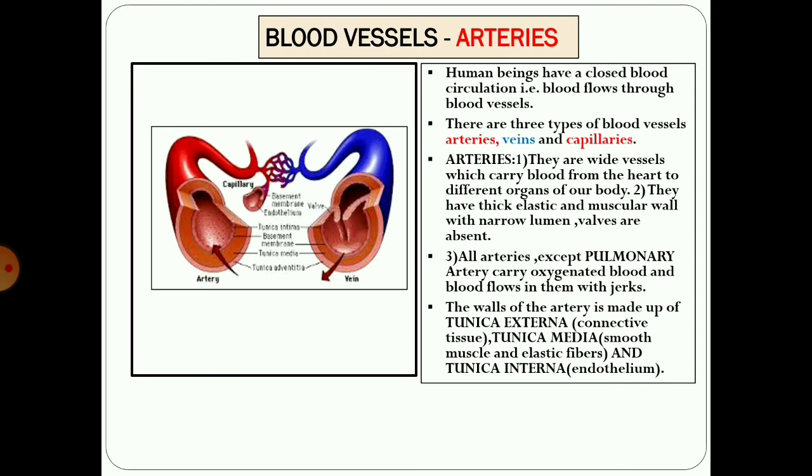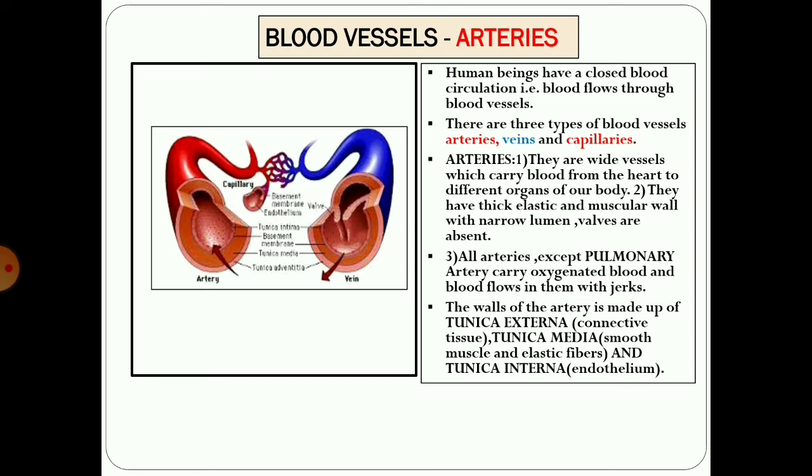Now we come to blood vessels. We have already studied that human beings have a closed blood circulatory system, in which blood flows in arteries, veins and capillaries. Let us see what these arteries, veins and capillaries are, their structure and their function also.